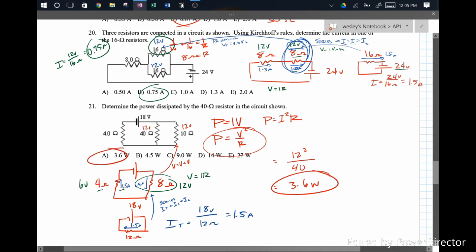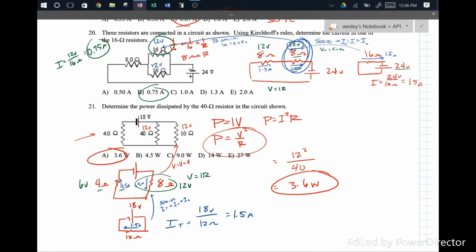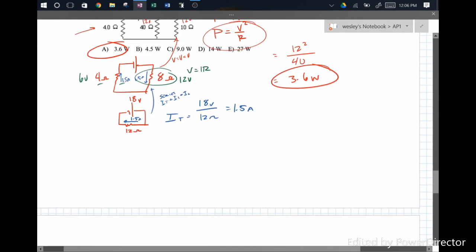So I get 3.6 watts for the 40 ohm resistor. If you instead solve for the 4 ohm resistor, you get 9 watts. It's kind of tricky with the periods there. All right.